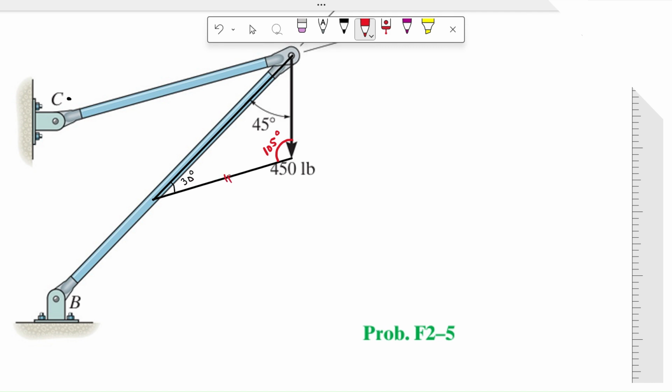So this side will represent the member force in AC because this side is parallel to this member. So that's why it will be FAC, and the force in this member will be AB. Here we have this 450 pound which is written here. You can also write it here. So here we have three forces, three angles, two unknowns. By using sine law, you can easily find the value of the induced force FAC and induced force FAB.